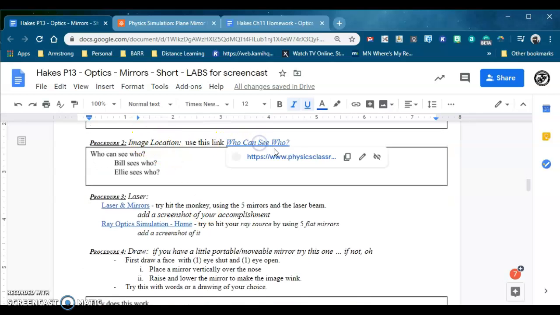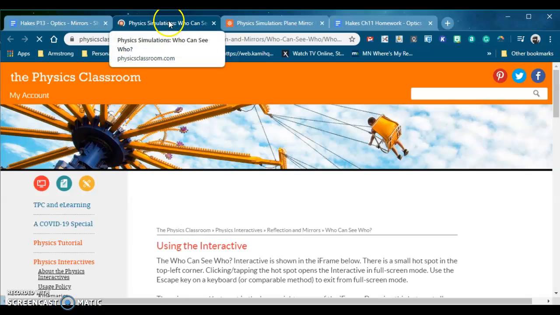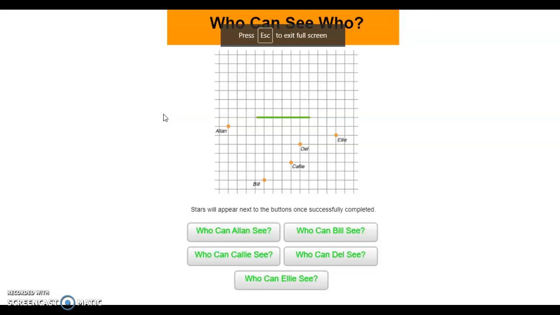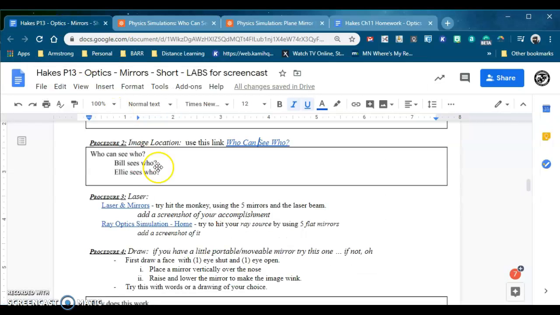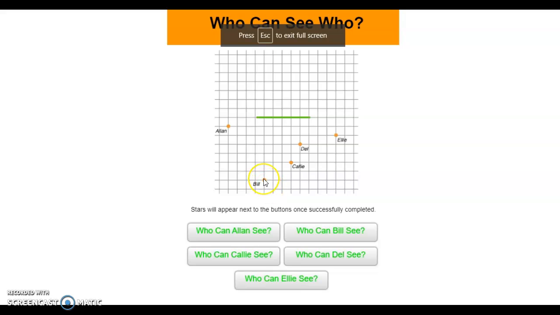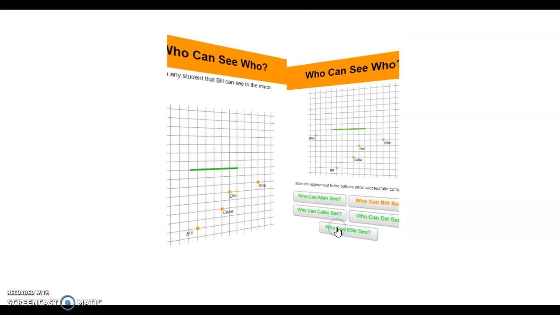Okay, for this next one, it's an exercise in understanding the angles of your images. So before I maximize that, okay, who can see who? So Bill sees who. If we look down here at the bottom, here is Bill. We want to know who can Bill see in this mirror. And it all comes down to angles. So who can Bill see if we click there?